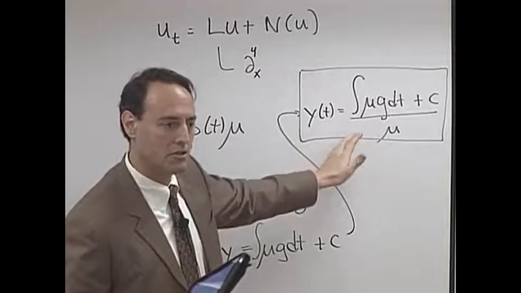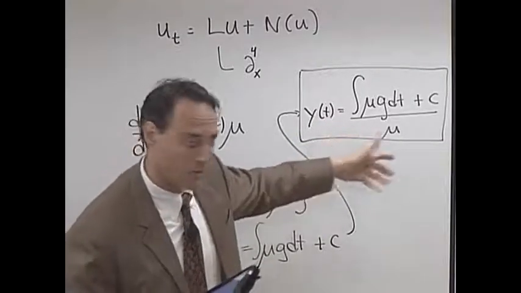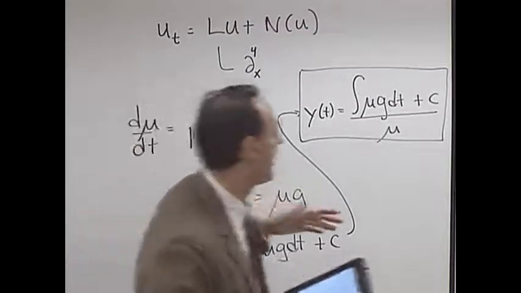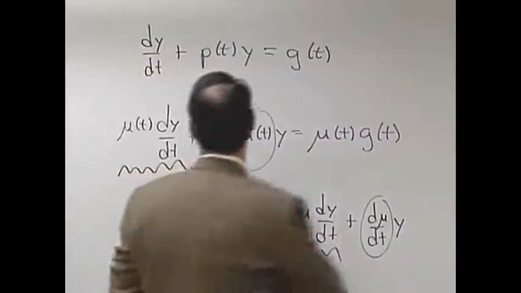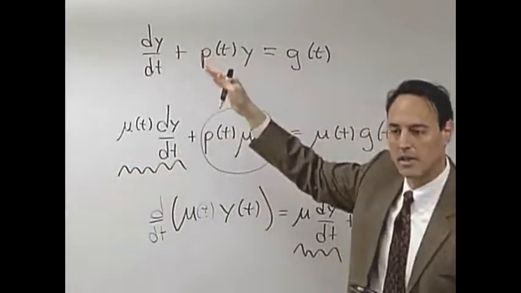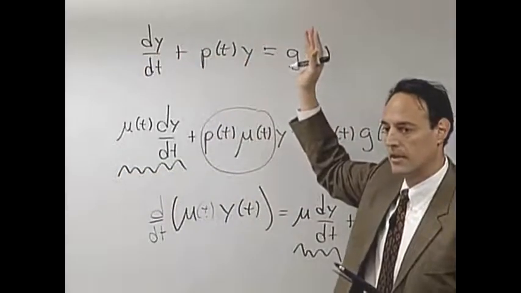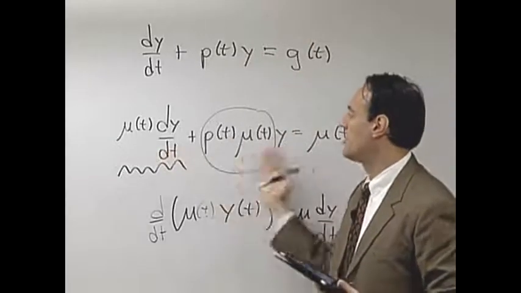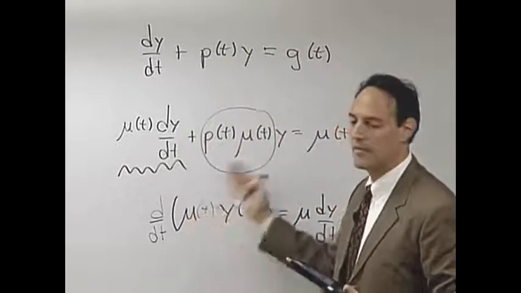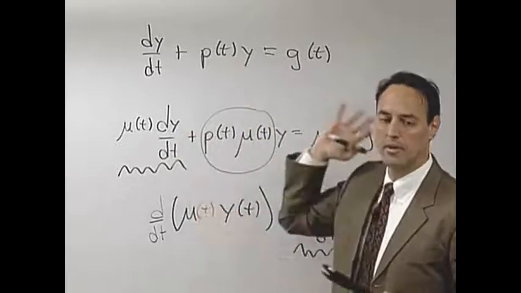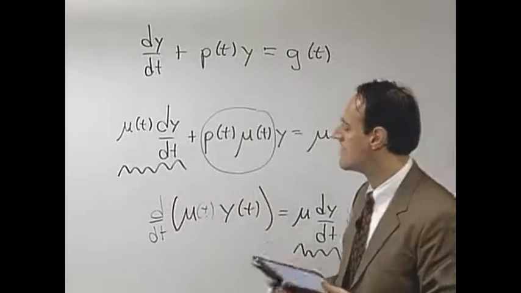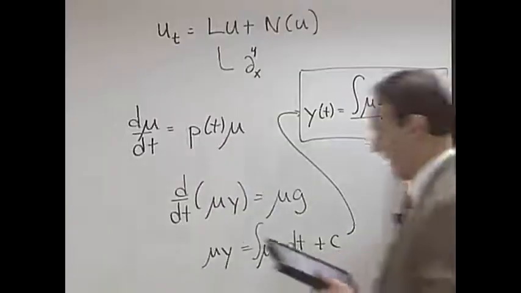What we did was use this method of integrating factor. What we said is, look, if I can figure out a way to make this left side the derivative of something, then I can easily integrate it. And my mu then plays the role of an integrating factor. I multiply by this mu such that this left-hand side is the derivative of something, and I can integrate it up. So that's how you do this.